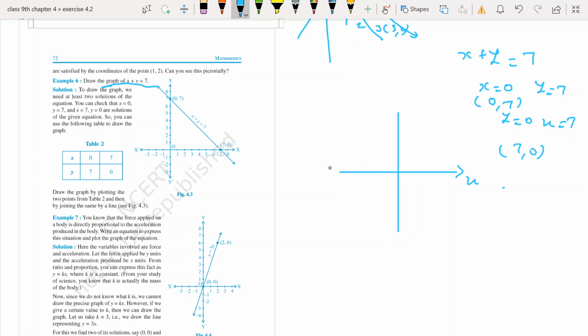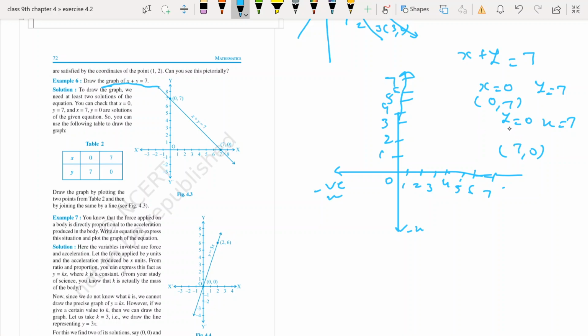This is the x axis, positive x axis. This is the negative x axis. This is the positive y axis. This is the negative y axis. This is the origin point. Here it is 1, 2, 3 and so on. It will go to 4, 5, 6 and 7. Same going above: 1, 2, 3, 4, 5, 6 and 7.